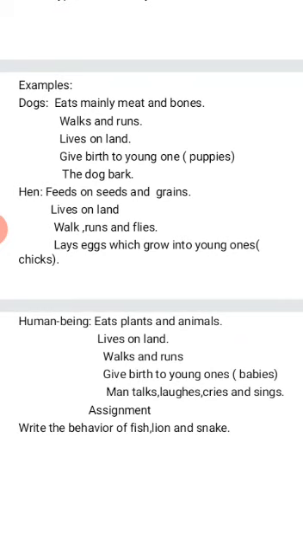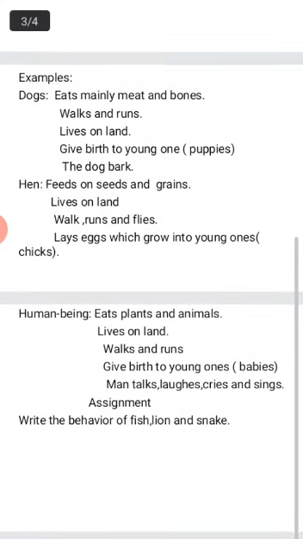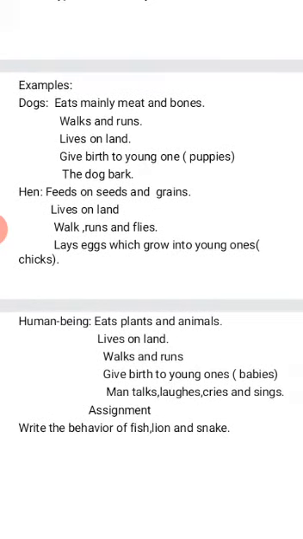Human beings, we eat both plants and animals. What I mean by plants is vegetables. We eat vegetables, we take fruits, they are all plants. We also take animal, which is meat. When our mommy wants to give us food, she puts meat, or egg, or chicken, or something to eat. That means we can eat plants and animals.